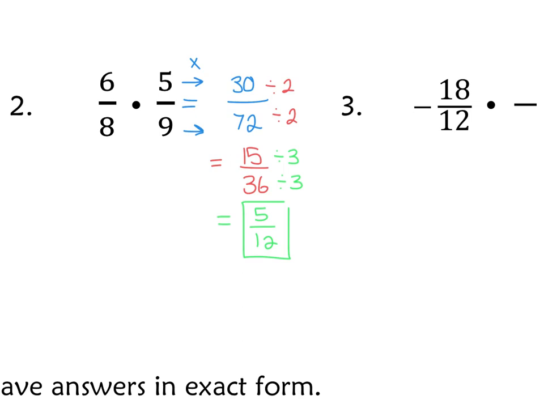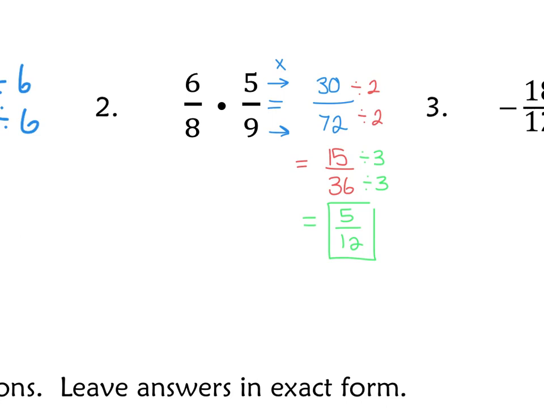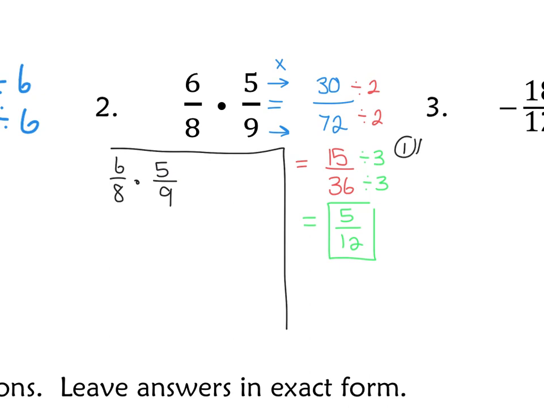And then 5 and 12 have no other factors in common, so that will be my final answer. Now, another way that you can do this problem, I'm going to rewrite it over here: 6/8 times 5/9. What I did before is I multiplied first, and then I simplified. I took out common factors from numerators and denominators. What I'm going to do this time is the reverse. I'm going to simplify first, and then I'm going to multiply.